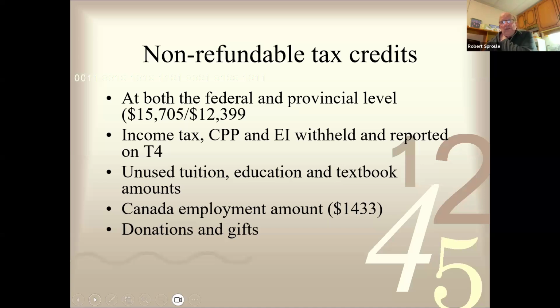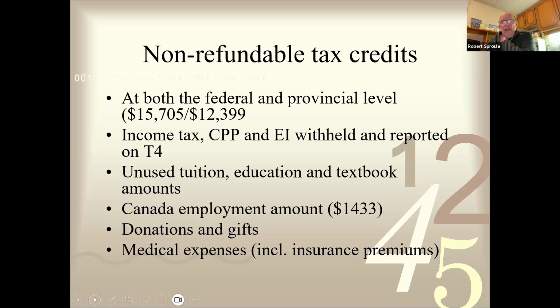Any donations and gifts that you make. The donations and gifts have to be to what's called a registered charity. Registered charities are registered with the federal government. You will see on any receipt that you receive for a donation that you made, it would have a charitable number on the receipt, and that would indicate that it's registered. And only those registered donations that you made can be applied to reduce your taxable income.